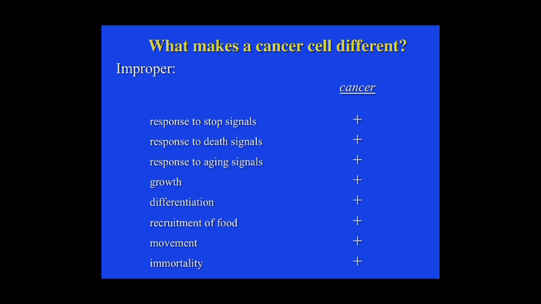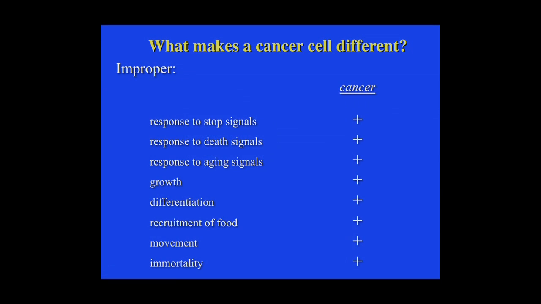I already showed you an example of recruitment for food. I showed you that lesion that was on the skin. It was red. That was recruiting blood vessels to support the increased growth that we were seeing up here. We already talked about movement, that the cancer cells move places where they're not supposed to go, either locally or metastatically.